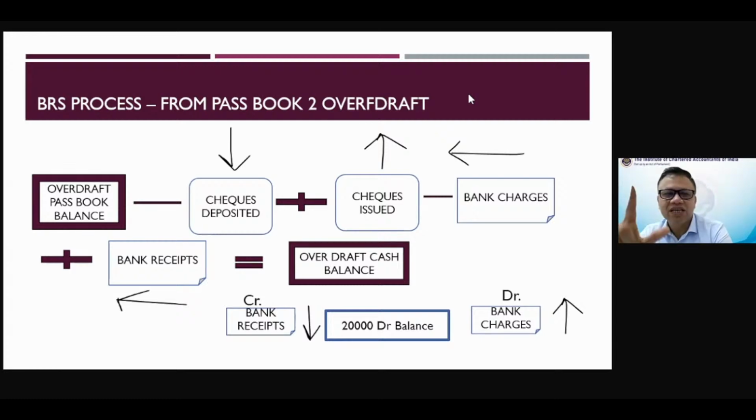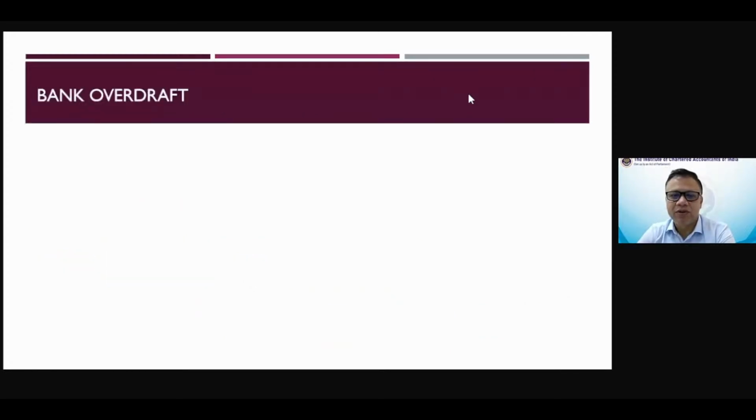So whenever you are going from passbook to cash book, you subtract the bank charges. Things which increase the balance you subtract, that's why you minus them, and things which decrease the balance you add, that's why you add the bank receipt. So this is the way we will be trying our problems.